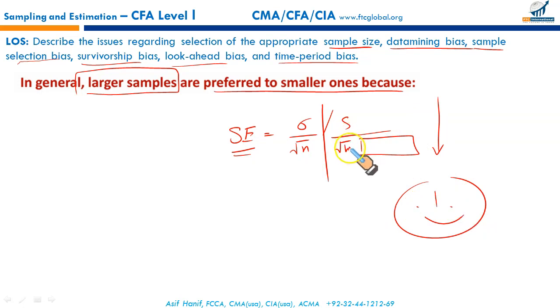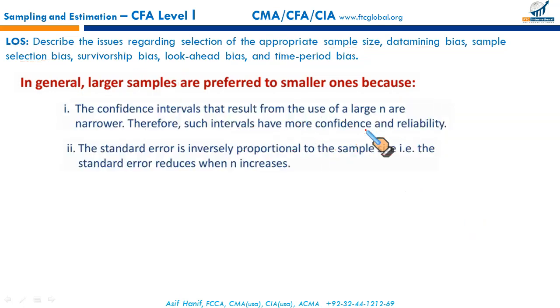So this tells us that the sample size should ideally be large, but of course, there are reasons why we don't have large sample sizes. There are costs involved, but having a larger sample size will result in less standard error, so more precise results. When we have a larger sample size, we have more confidence and reliability because the standard error is inversely proportional to the sample size. I showed you using the formula.